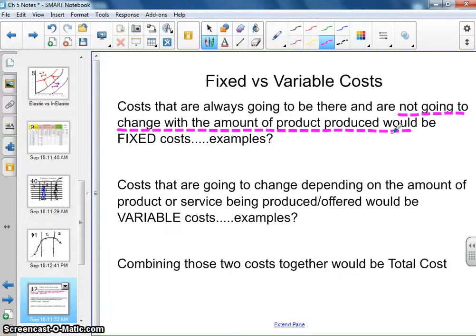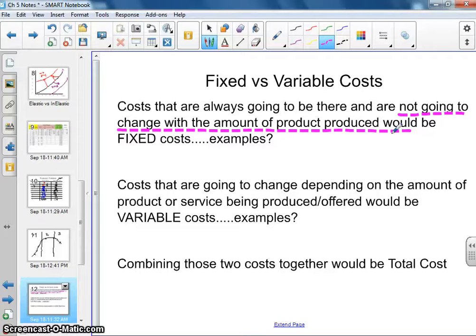If you think of Broadway hair, they flip on the lights when they come in. Now, whether there are customers lined up out the door left and right, or whether there's nobody showing up, they still have to pay the light bill. They don't turn the lights on and then turn them off, and then when people show up, turn them back on again. They flip the lights on, they leave them on. That would be a fixed cost. That cost is always going to be there. It's not necessarily going to change.